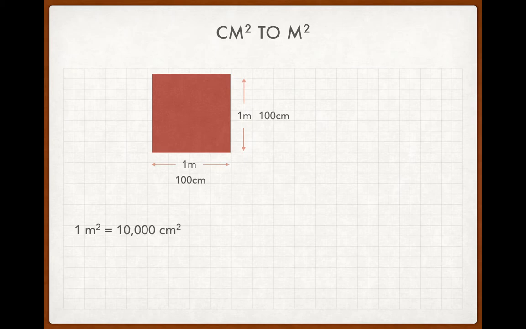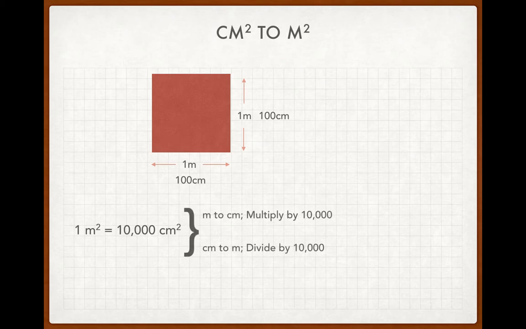Remember the rule again. When you want to go from the big one to the small one, that's meters squared to centimeters squared in this case, you're going to multiply, and when you're going the other way, it's divide. And the number that we multiply by is the 10,000 in this case. So to go from meters to centimeters, multiply by 10,000. To go from centimeters to meters, divide by 10,000.